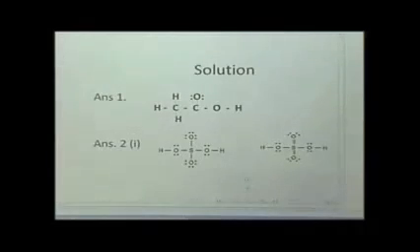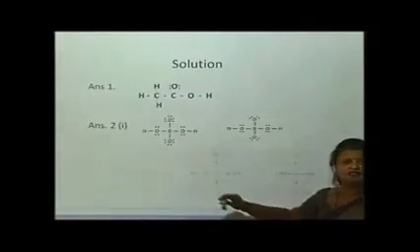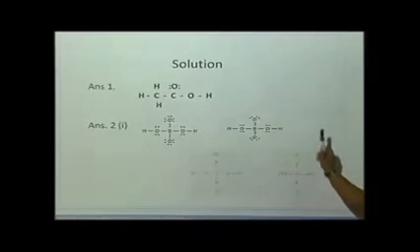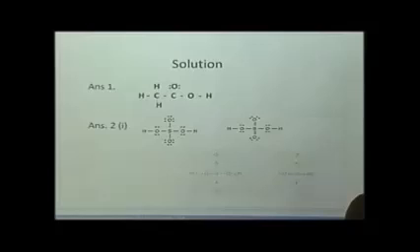Answer 1 we have already discussed. Now, the second was the structure of sulfuric acid. There are various structures which have been given in different books. Some books say it is S single bond O. Some books say it is a coordinate bond. Some books say it is a double bond. Different books have given different versions.